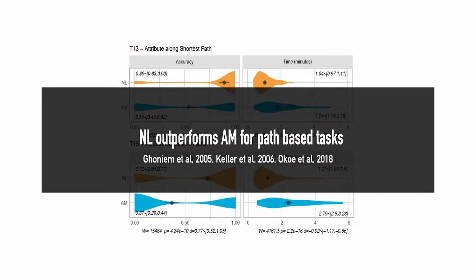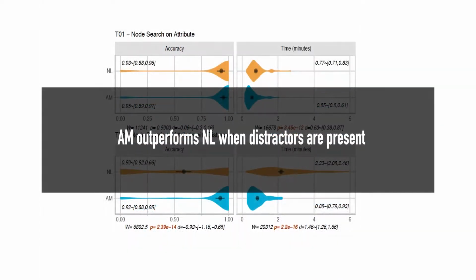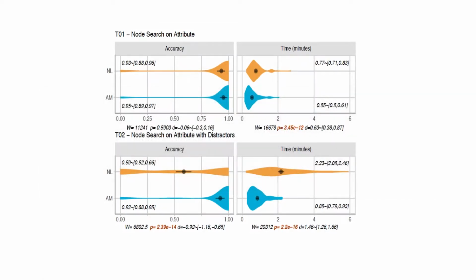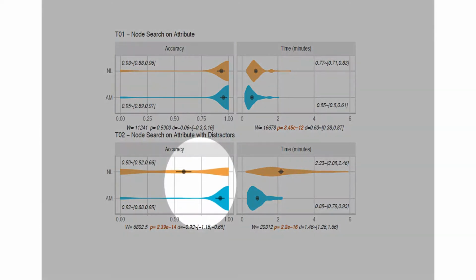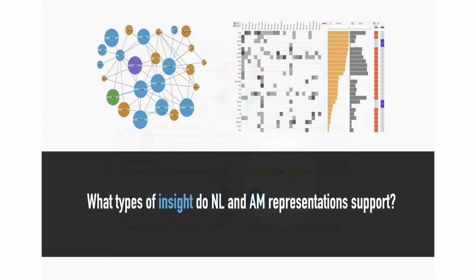For example, similar to previous work, our results show that node link diagrams still outperform adjacency matrices for path-based tasks. For attribute-specific findings, we saw that when we included distractors, the adjacency matrix performed better than the node link diagram. This was true both in accuracy as well as in time. We also used our study to better understand the types of insights that each visualization naturally supports.